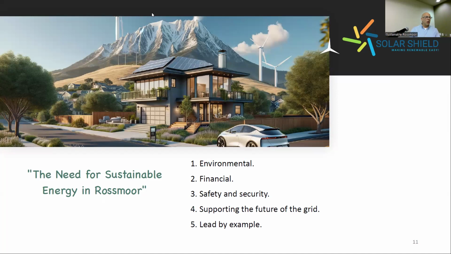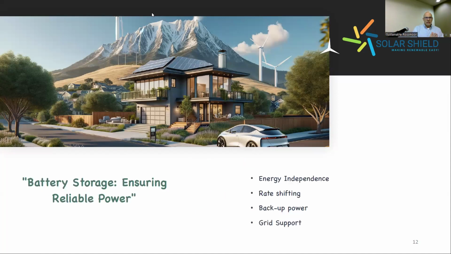So we talked about why we need solar. I think you mentioned everything. We talked about environmental. We talked about financial. We talked about safety and security. We talked about supporting the future grid. And we talked about leading by example, so there is nothing I can offer you here. It's all been said.